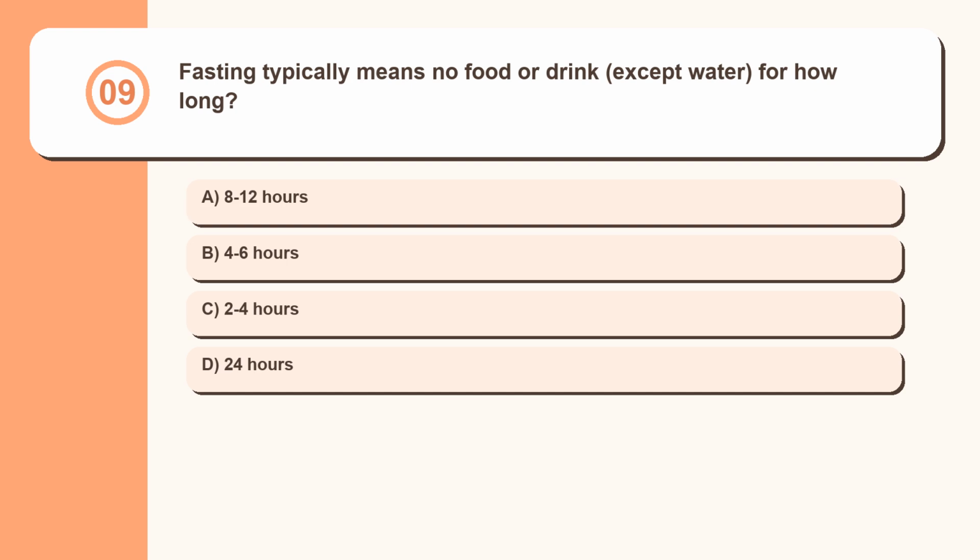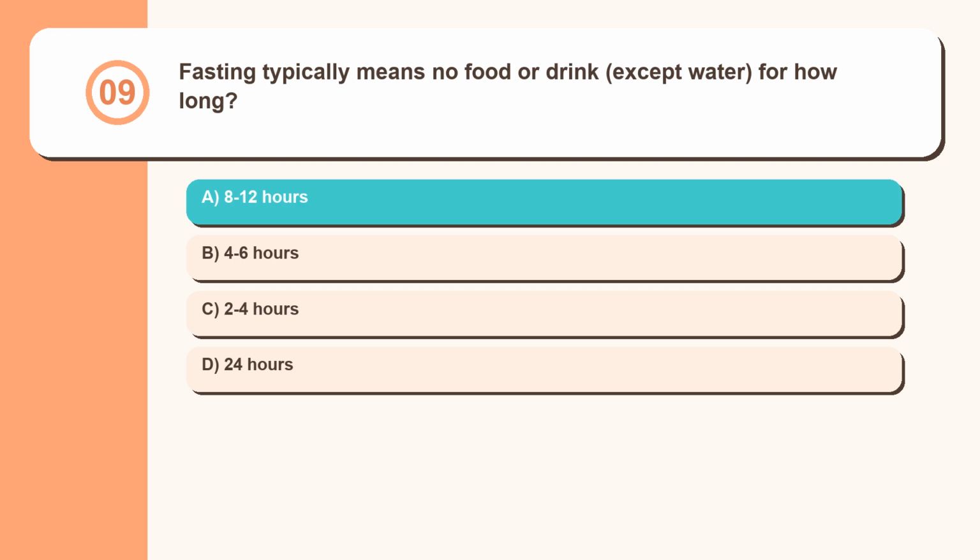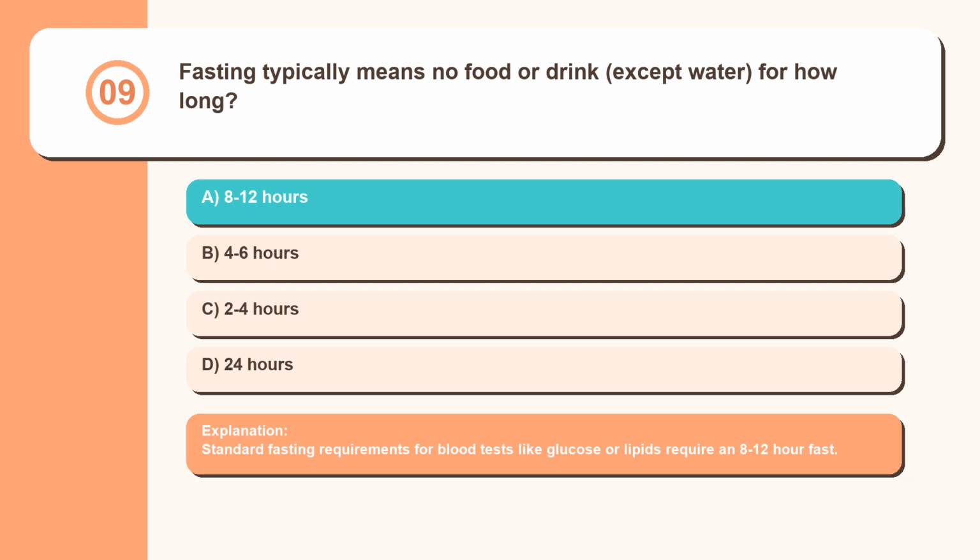Question 9. Fasting typically means no food or drink, except water, for how long? 8 to 12 hours, 4 to 6 hours, 2 to 4 hours, 24 hours. Standard fasting requirements for blood tests like glucose or lipids require an 8 to 12 hour fast.